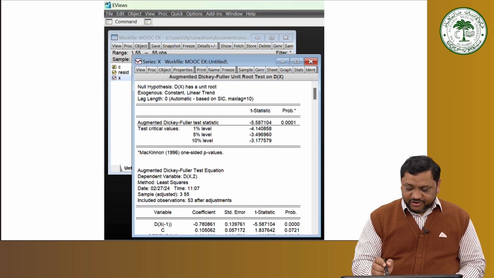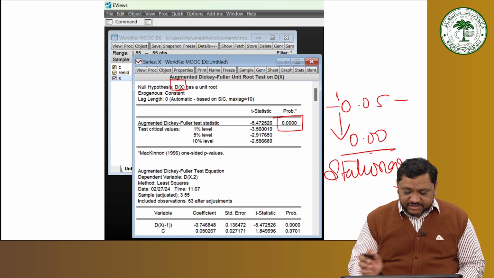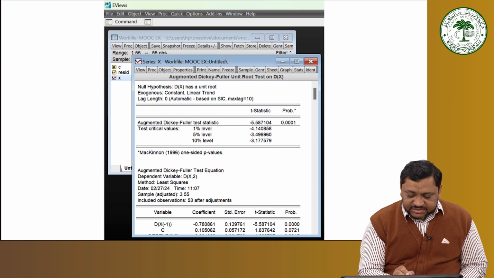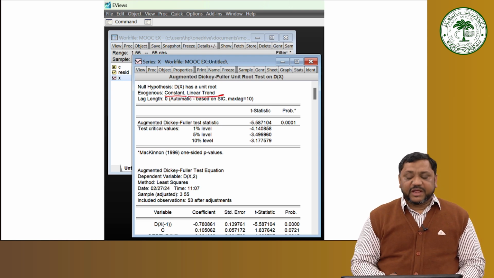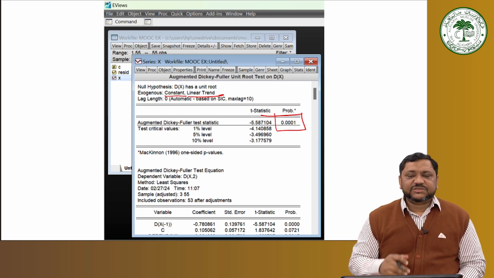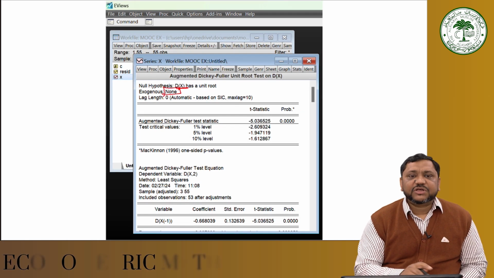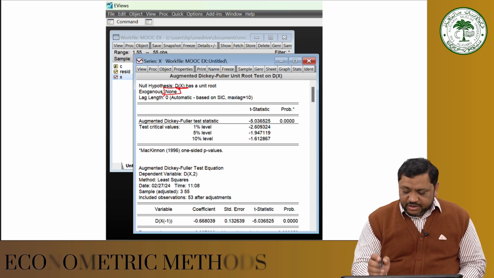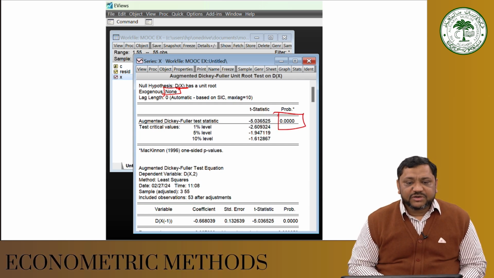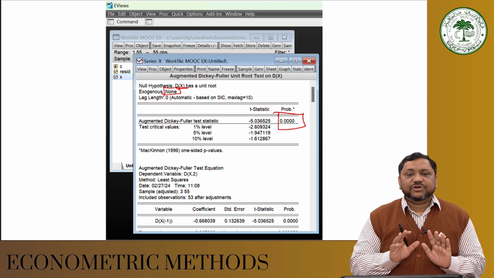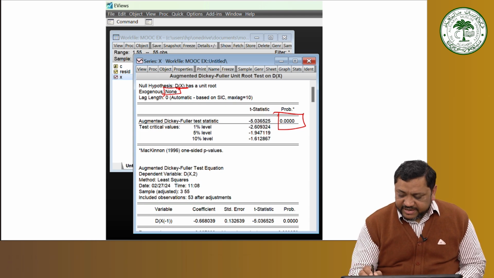You can also check it for the other cases. In the earlier case it was the constant one, which means there was a drift parameter. In the next case, there is a drift parameter plus a trend element. For this also, the value is 0.0001, which is less than 0.05, so it is stationary. In the third case, again we are doing it with dx and none, which means no drift, no trend. Here again it is 0.0000, which indicates that the data is stationary.